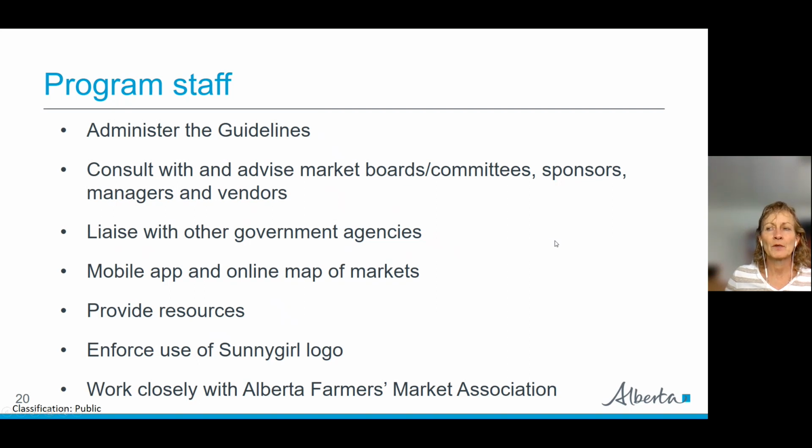We liaise with other government agencies. I work very, very closely with Alberta Health Services, Canadian Food Inspection Agency. So when we have questions or when problems arise, we know who to go to and work very closely with those folks, either one-on-one, or I will connect you as market managers in with those representatives.